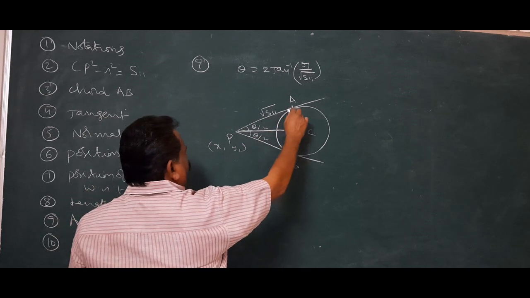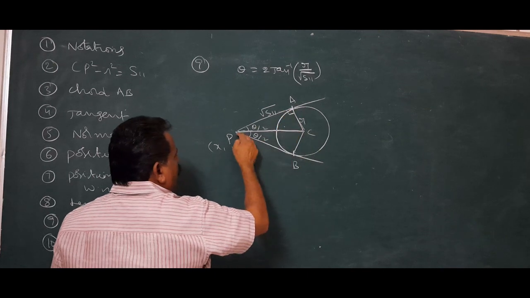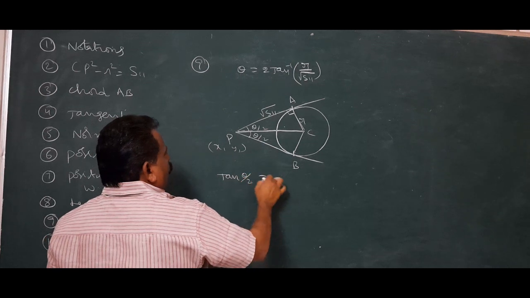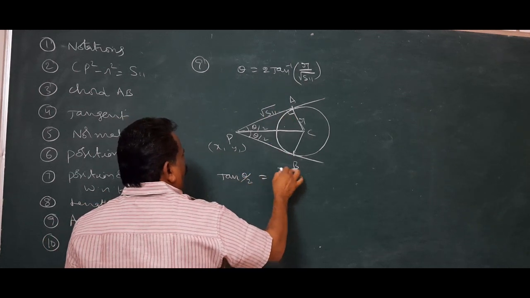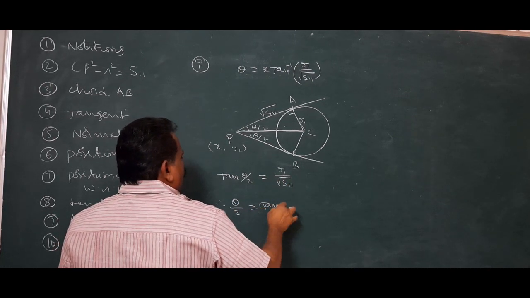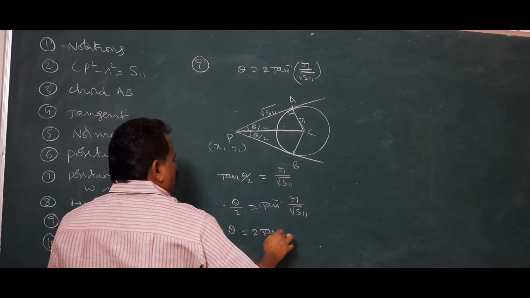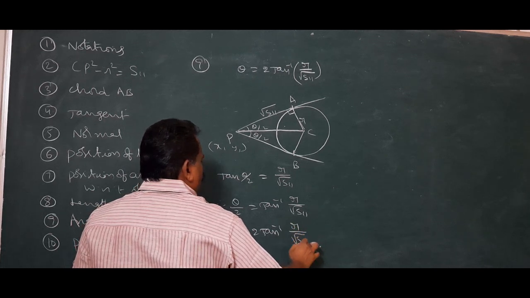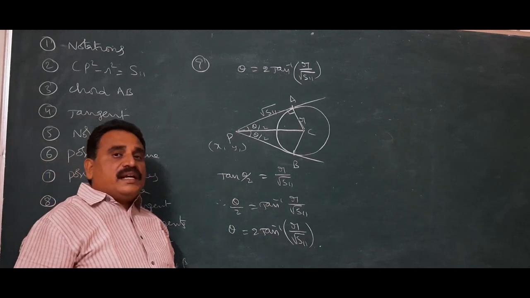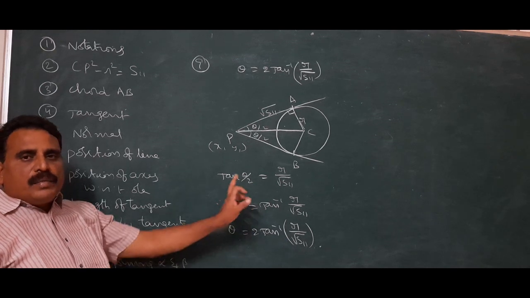Here the radius is normal and this is the tangent, so this angle is 90 degrees. In triangle PAC, clearly tan theta by 2 equals opposite by adjacent, R by root S11. Therefore theta by 2 equals tan inverse R by root S11, and theta equals 2 tan inverse R by root S11. So the angle between the tangents drawn from an external point to the circle is theta equal to 2 tan inverse R by root S11.